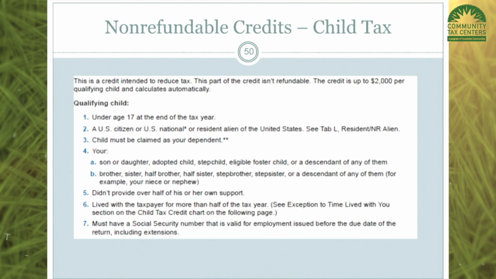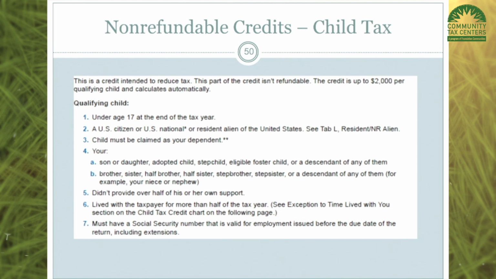Qualifying child under the age of 17 at the end of the tax year. So that means 16 and younger to qualify for the child tax credit. Some people may say, oh, but this other person qualified. They updated the age last year. Last year it was 17 and younger. It's back to where it was pre-COVID, 16 and younger. The child must be a U.S. citizen, U.S. national, or resident of the United States.